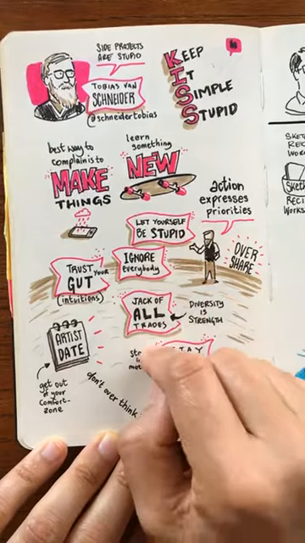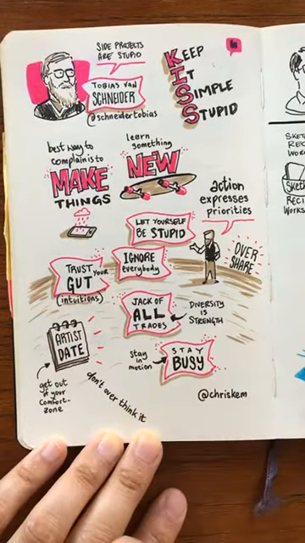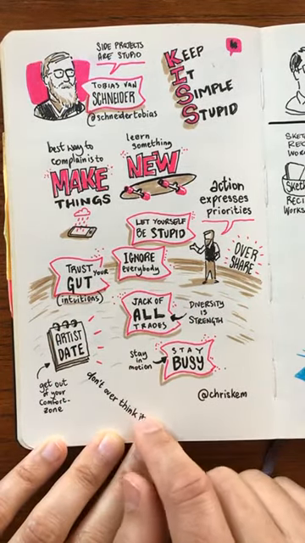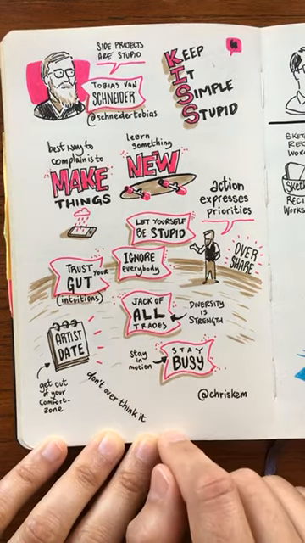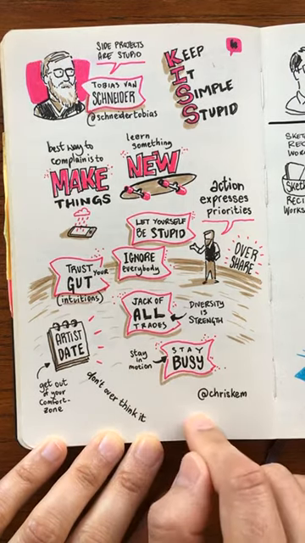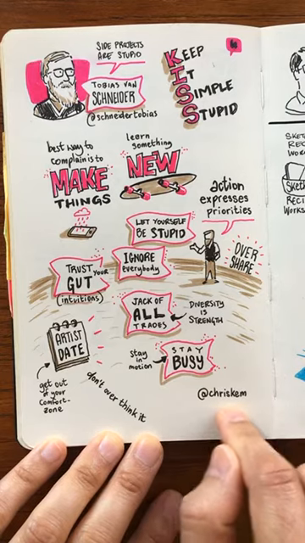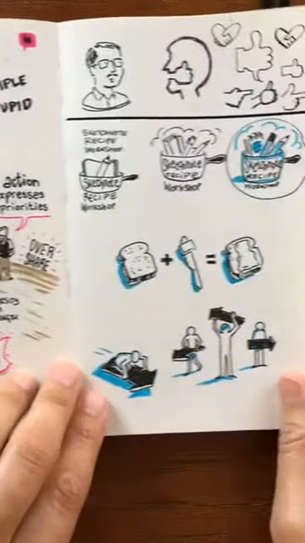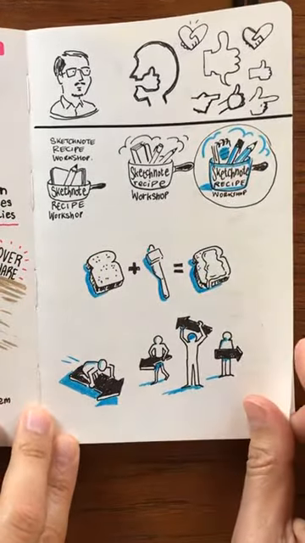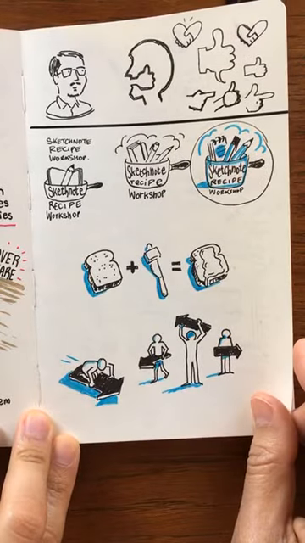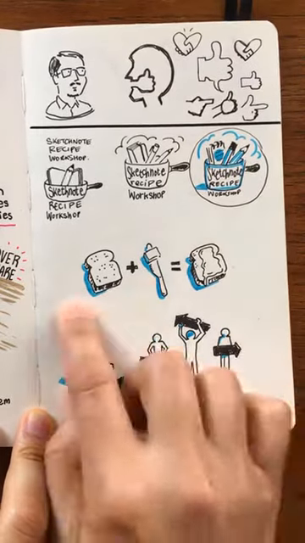Let yourself be stupid. Ignore everybody. Trust your gut. Stay busy. Stay in action. Stay in motion, sorry. Don't overthink it. So loads of takeaways. Very inspiring again. And here are some notes on a sketchnote recipe workshop I was working on.